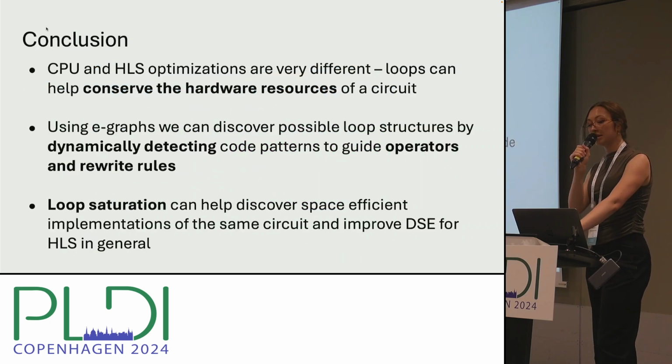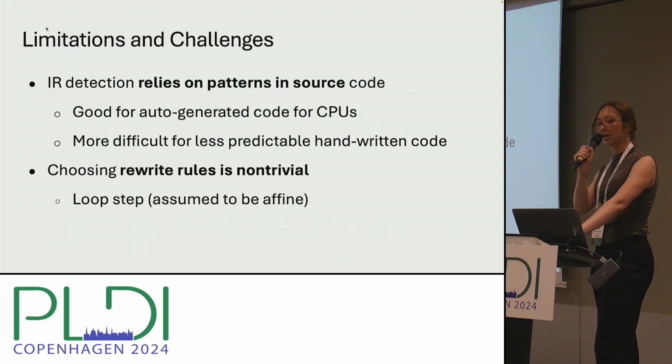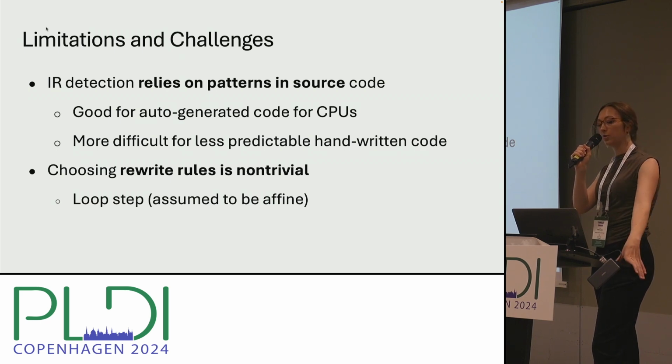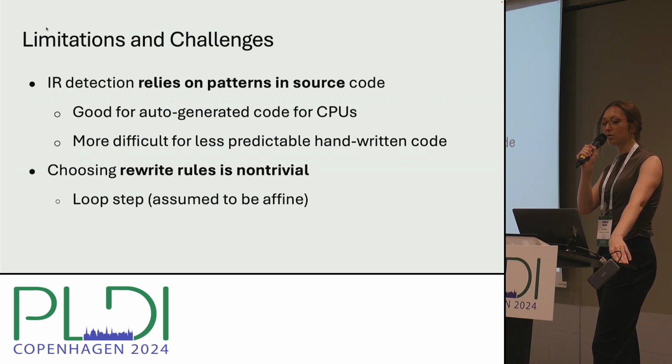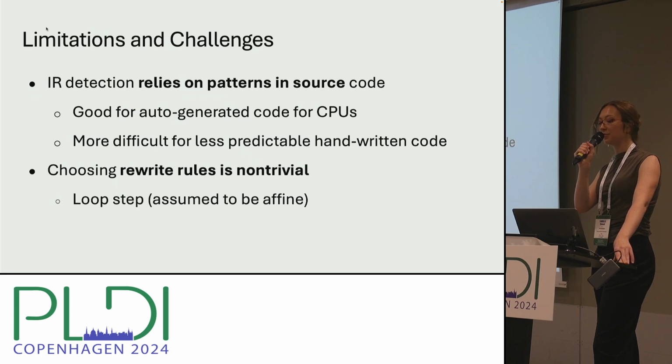So again, obviously there's a lot of limitations. Currently we're relying on patterns in the source code. That's fine for auto-generated code, but it's obviously less predictable for handwritten code. And then of course choosing rewrite rules is non-trivial. We assume that loop step is affine. I think someone mentioned that earlier. But in practice, things can be more complicated.